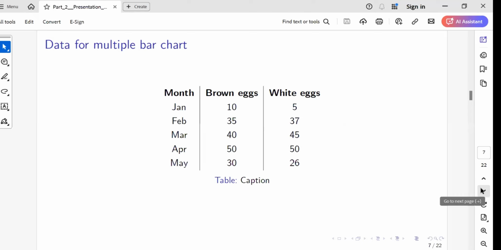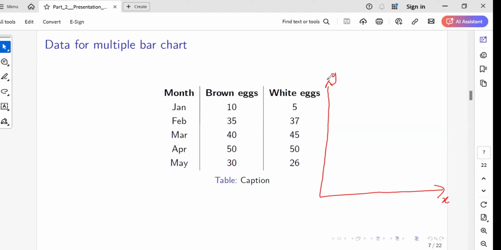Now, we also want to look at another kind of chart, and we call this chart the multiple chart. With this particular chart, for every particular month, you have two different bars. So let's attempt to produce that chart. I'm going to start again with my y-axis and then my x-axis.